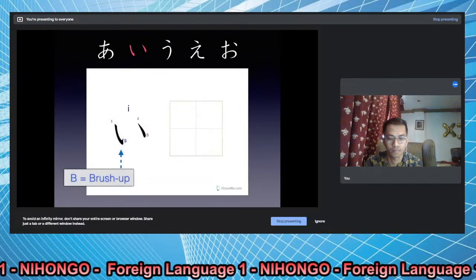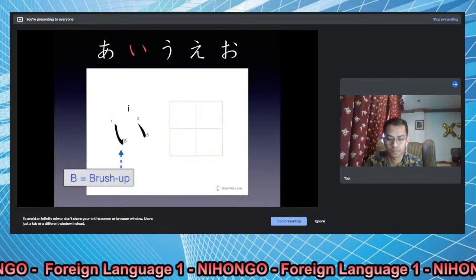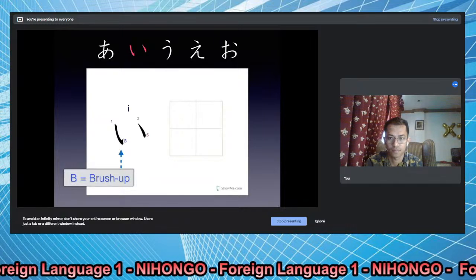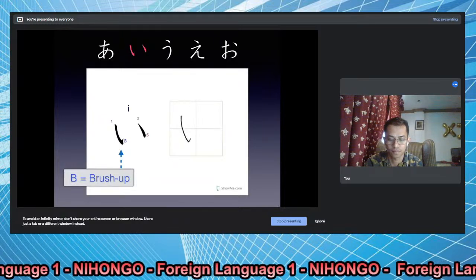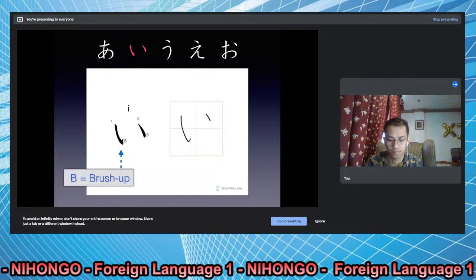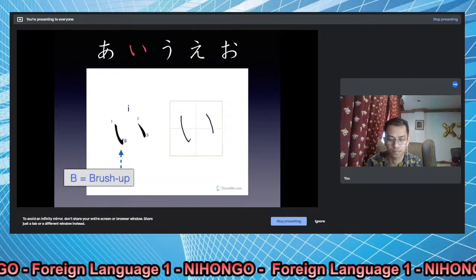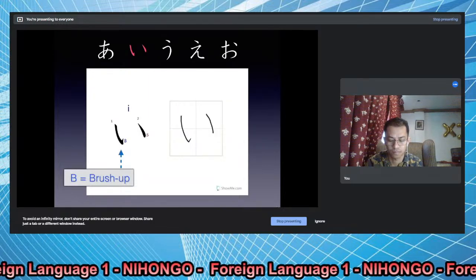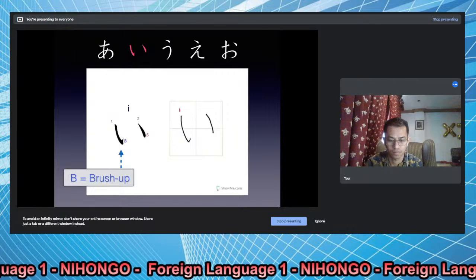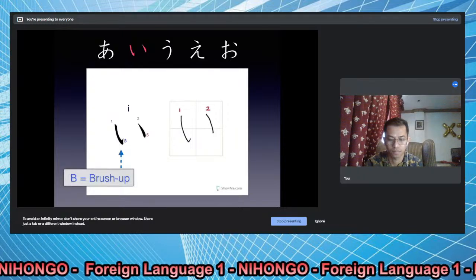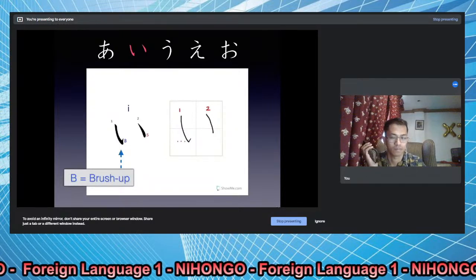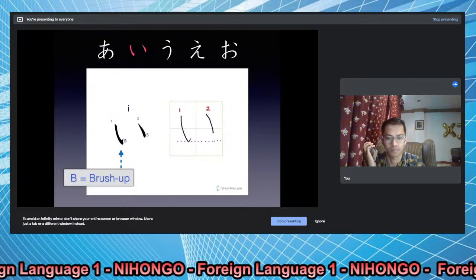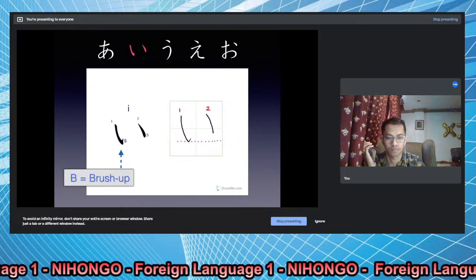The next letter is I. 1 brush up, 2 stop. Both number 1 and then 2 have a slight curve inward. Make sure that stroke number 2 is shorter than number 1.